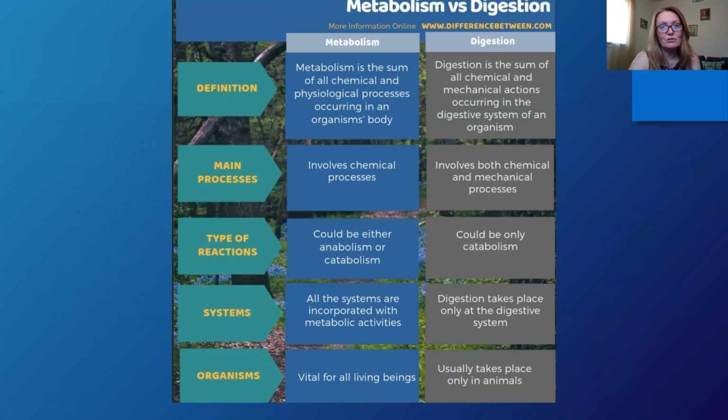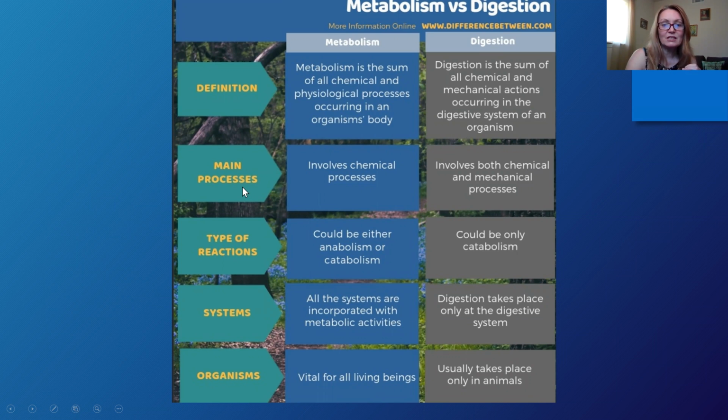Now, students very often confuse metabolism with digestion. So let's go ahead and compare and see how metabolism is different or maybe similar to digestion. So what is the definition for metabolism? Metabolism is the sum of all chemical and physiological processes occurring in an organism's body, whereas digestion is the sum of all chemical and mechanical actions occurring in the digestive system only.